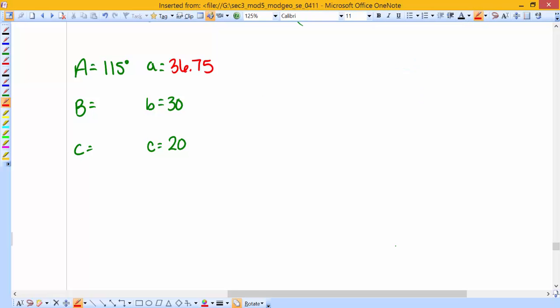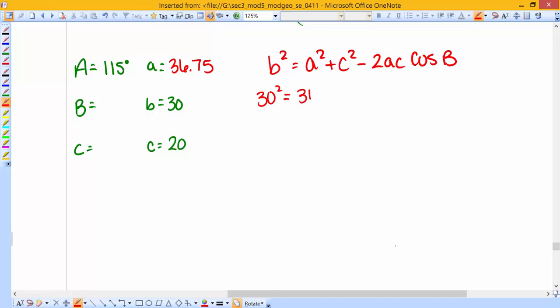All right, so two angles, B and C. I'm going to find angle B first. Because I have to find angle B, I need to use the cosine formula that uses angle B, which is B squared equals A squared plus C squared minus 2AC cosine of B. Very simple. Now all I have to do is plug into this thing. So it's 30 squared equals 36.75 squared plus 20 squared minus 2 times 36.75 times 20 cosine of B.